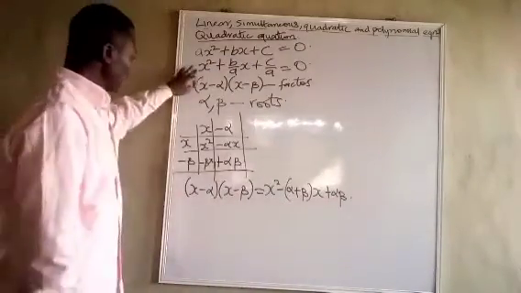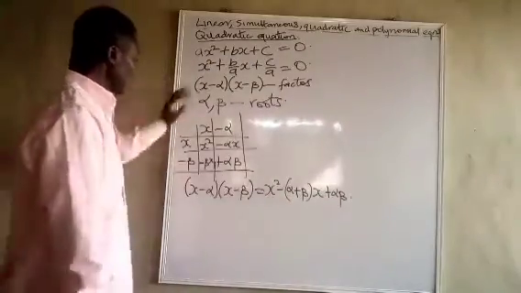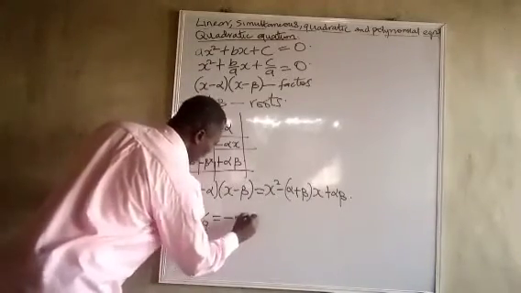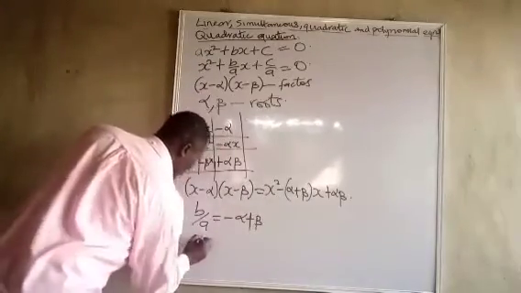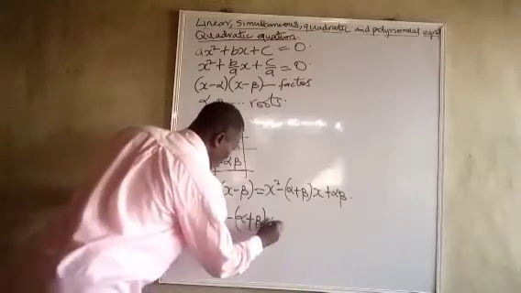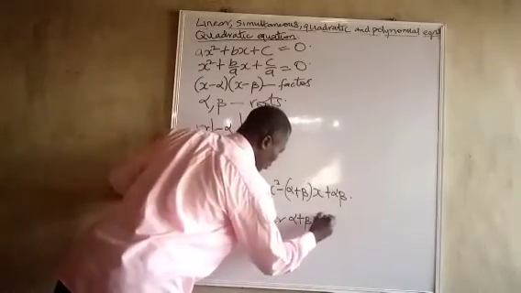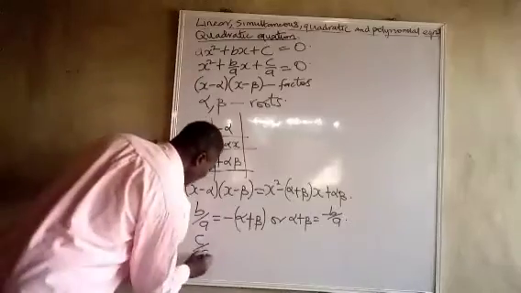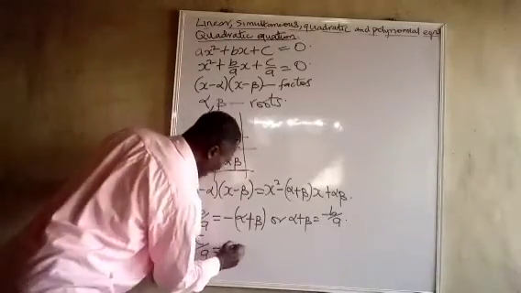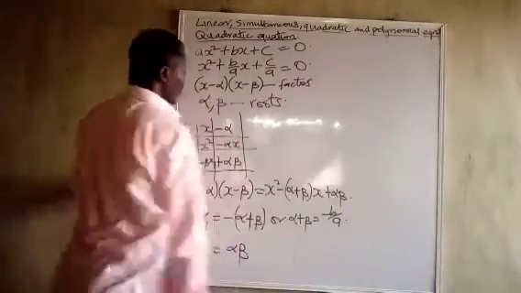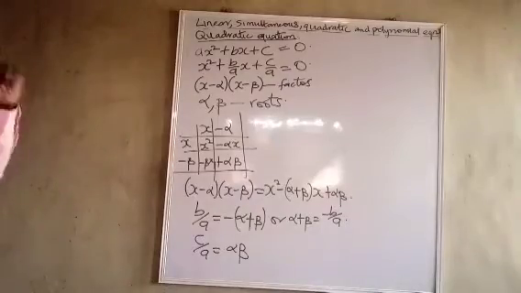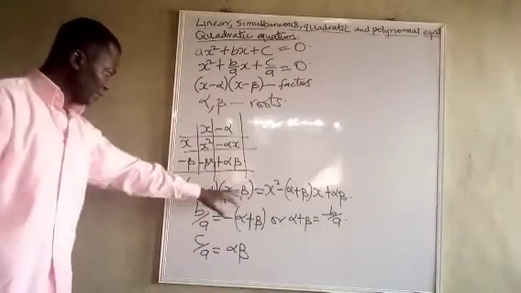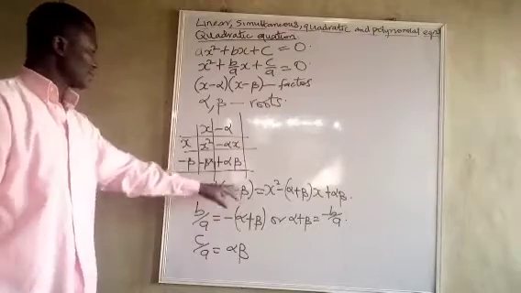Now, if we equate this one and this one, you will see that b over a equals minus alpha plus beta, or alpha plus beta is equal to minus b over a. Here b is the coefficient of x. So c over a is equal to alpha beta, that is the product of the two. What does this teach us? It is teaching us that if you have an expression of this manner, you have this.